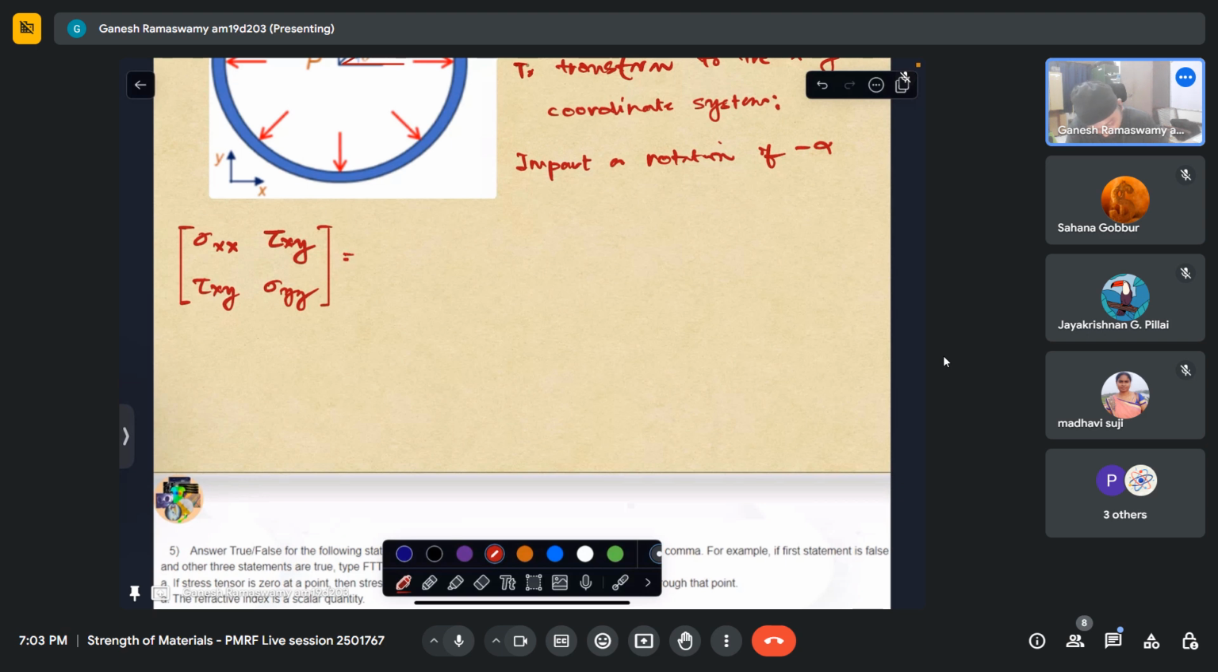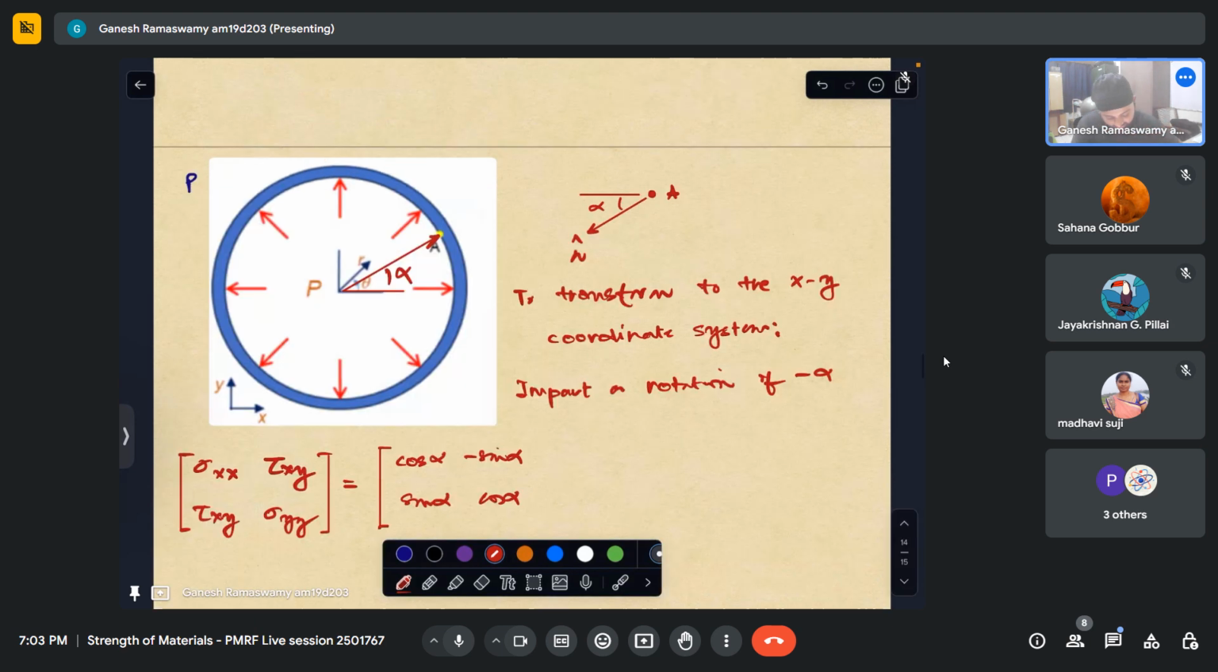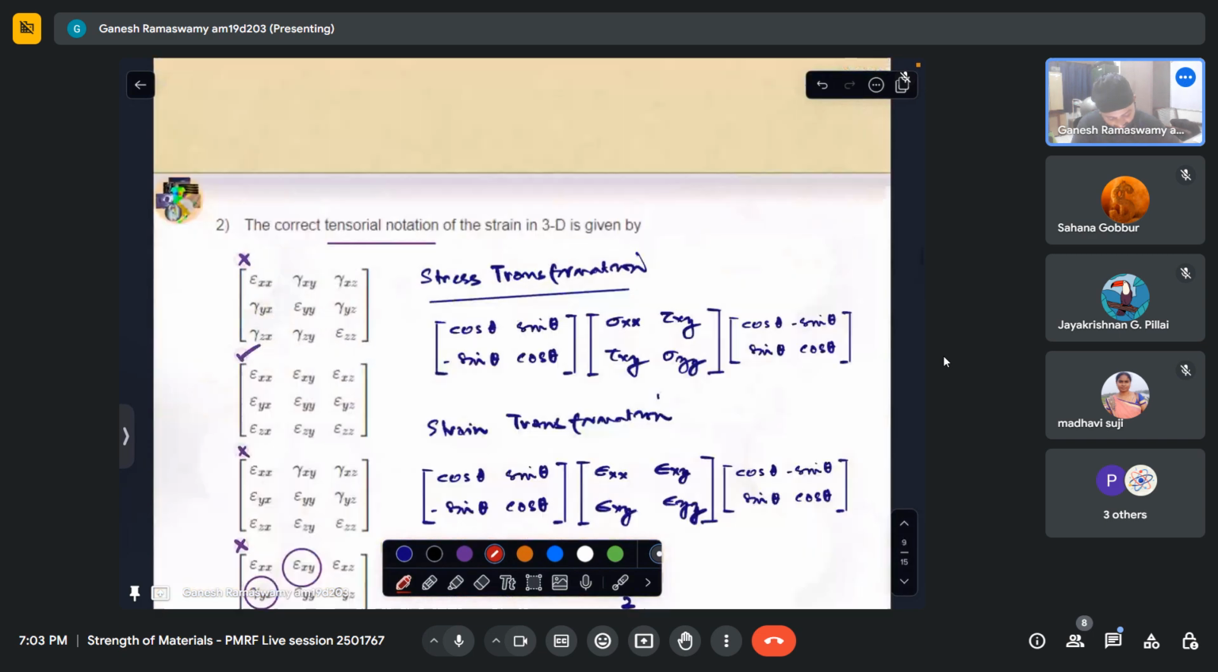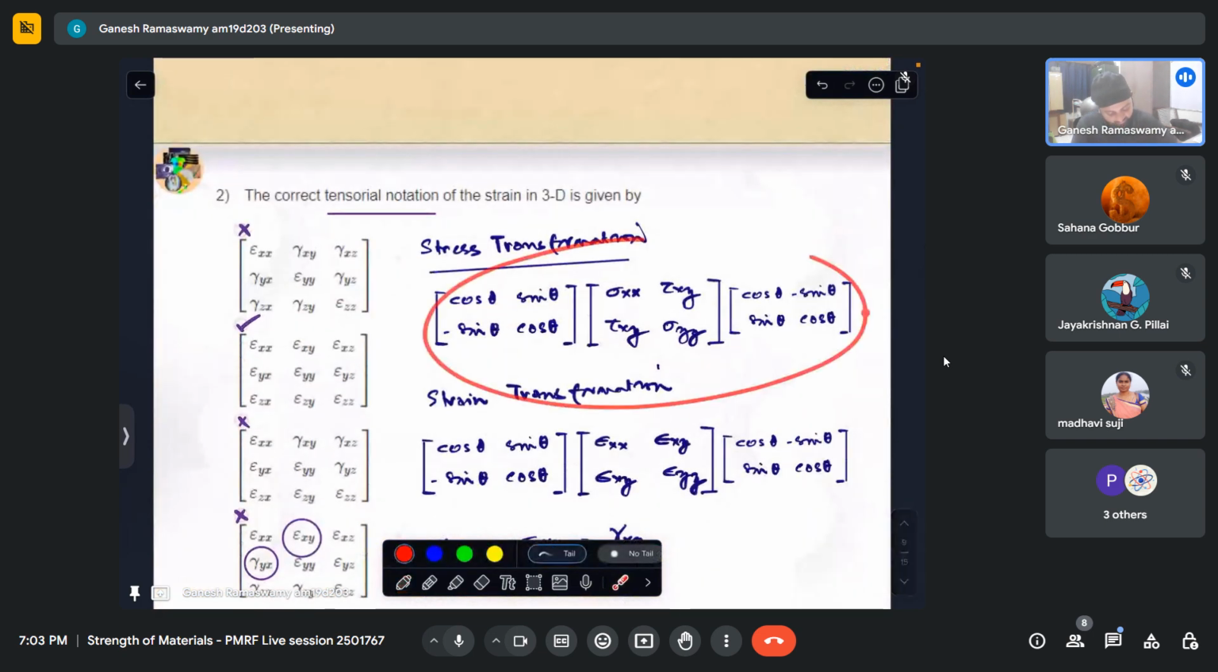It will be cos of minus alpha is cos alpha, sine of minus alpha is minus sine alpha. I'm just applying the same rotation that we discussed here. In this question, we were converting sigma xx to sigma x prime x prime. Now we already have sigma x prime x prime. I'm just converting it back by imparting a negative rotation. That is all I'm doing, nothing else.